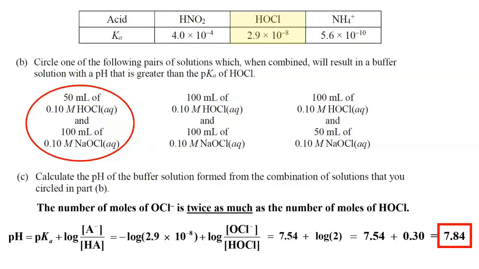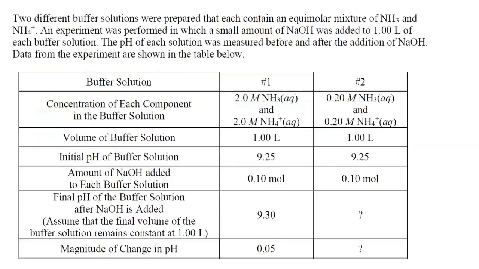Now, before we take a look at part D of this question, let's process the information that was given in the table about two different buffer solutions that were prepared. So it says two different buffer solutions were prepared that each contain an equimolar mixture of NH3, which is ammonia, that's a weak base, and NH4+, which is ammonium, that's a weak acid.